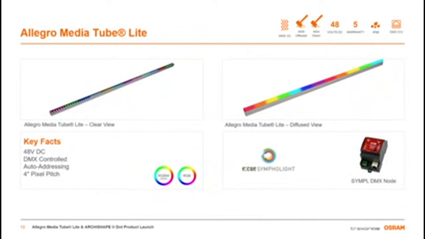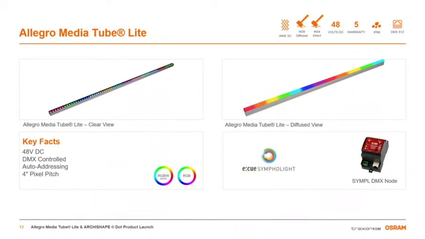So Allegro MediaTube Lite provides a dynamic, medium resolution, digital line of light that is designed to disappear into the architecture. It supplies, again, a simplified feature set over our flagship MediaTube HO product, making this MediaTube offering available to a new tier of customers. The Allegro MediaTube Lite family consists of both clear and diffused view options available with a standard 5-year warranty.